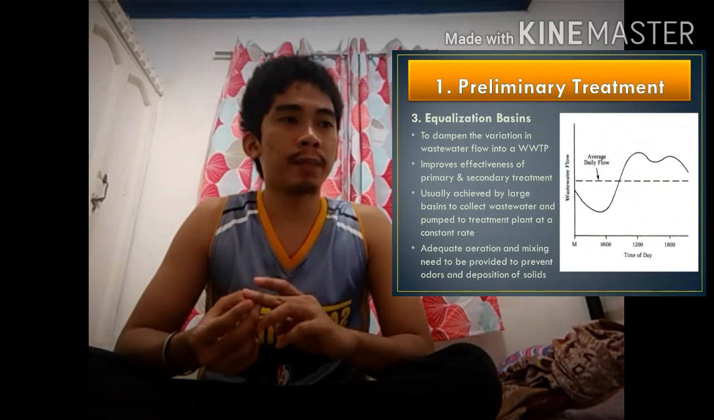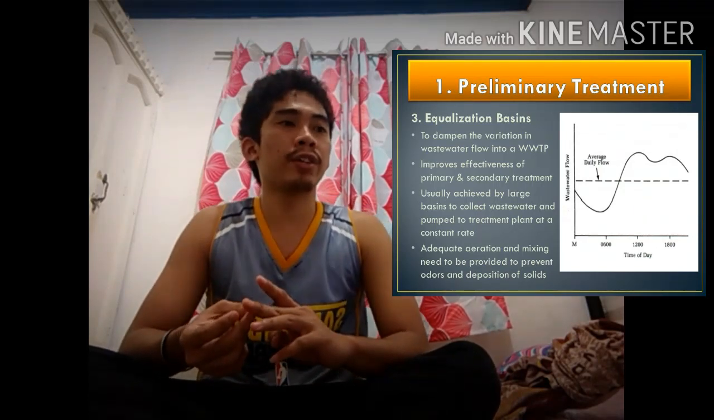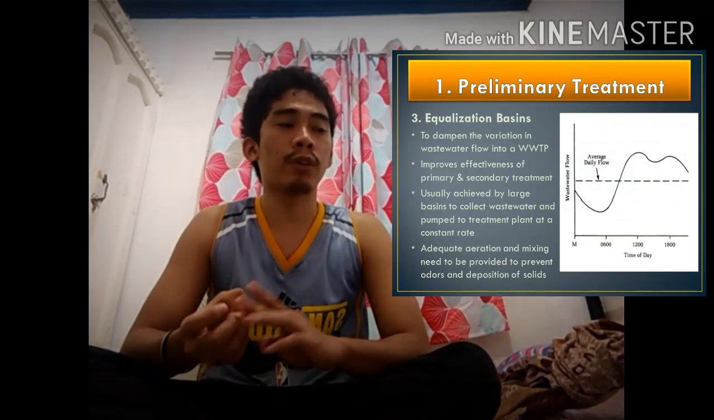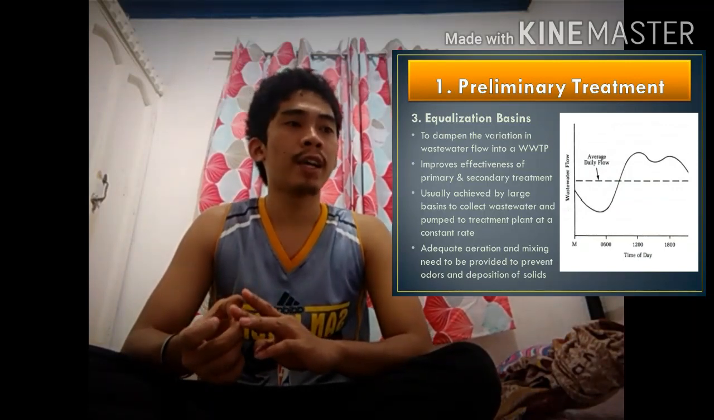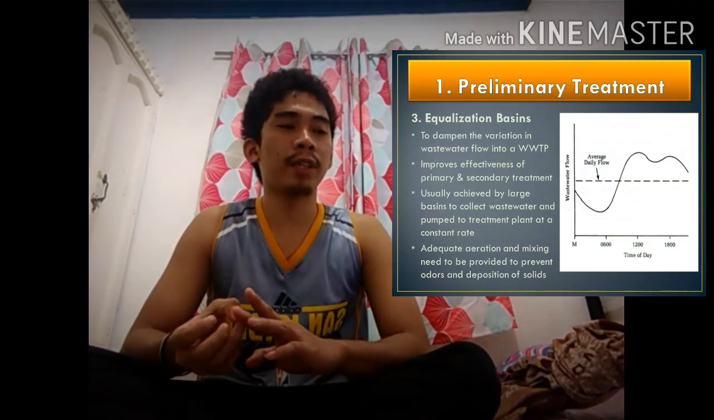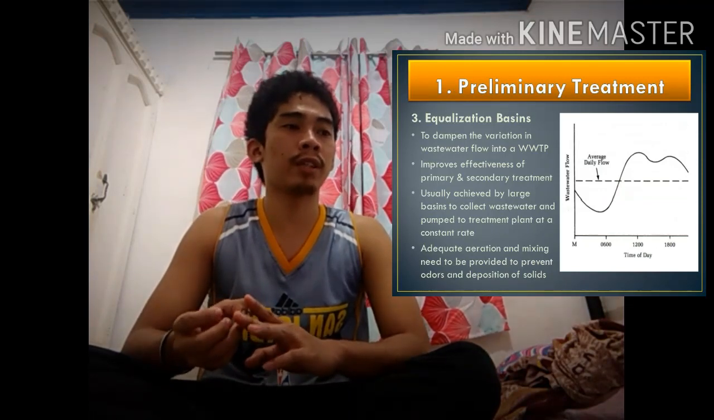The third part of the preliminary treatment is the equalization basins. Its main purpose is to dampen the variation in the wastewater flow into a wastewater treatment plant. It improves the effectiveness of primary and secondary treatment, usually achieved by large basins to collect wastewater and pump it to a treatment plant at a constant rate.